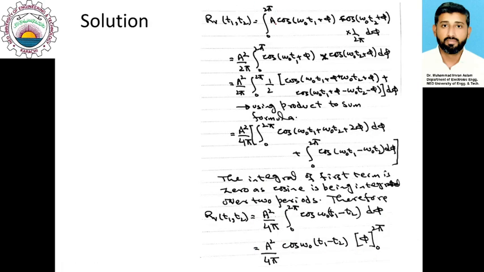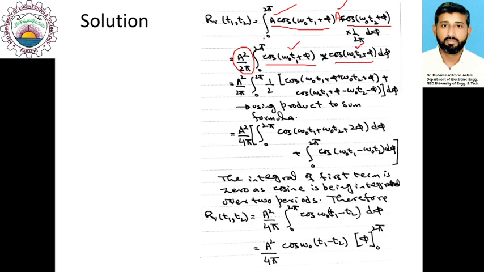So I have substituted the values of V(t1) and V(t2), which is A cos(omega naught t1 plus phi) and A cos(omega naught t2 plus phi). So there are two values here. This A and 1 upon 2 pi are constants. A squared upon 2 pi is constant. I have taken them out, and we are left with these two functions which are being multiplied, which are the values at t1 and t2.